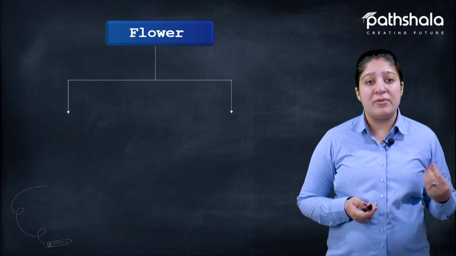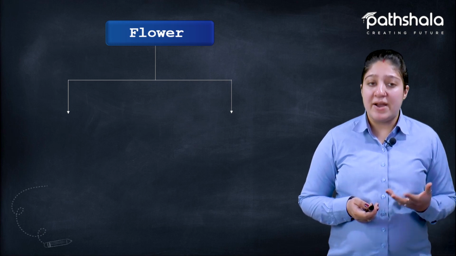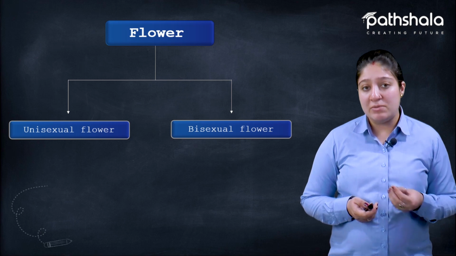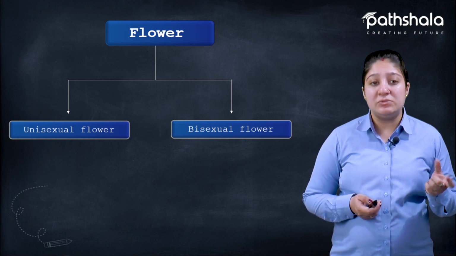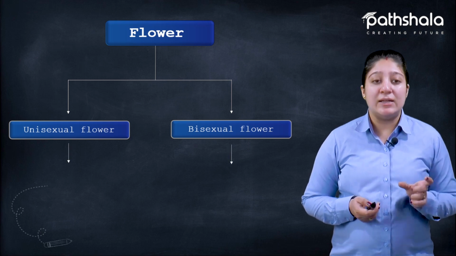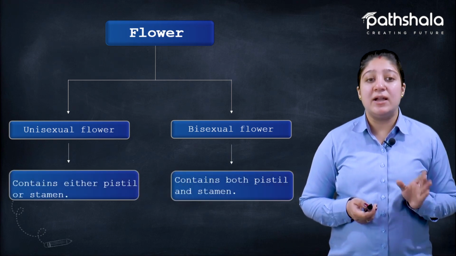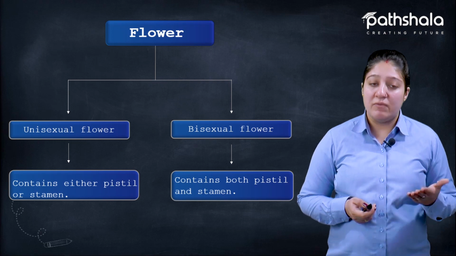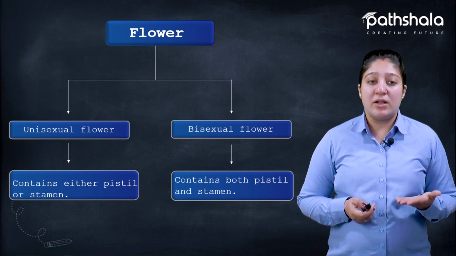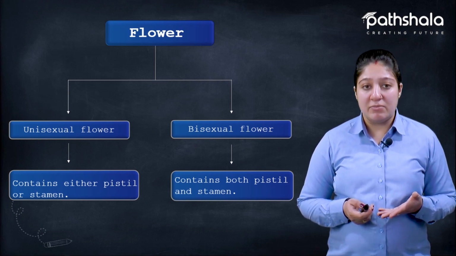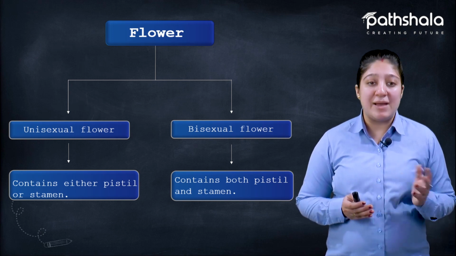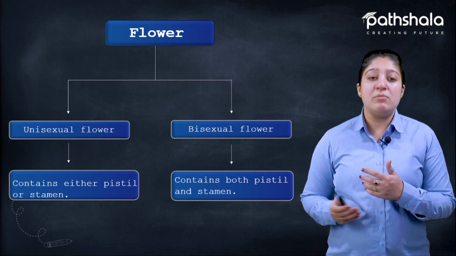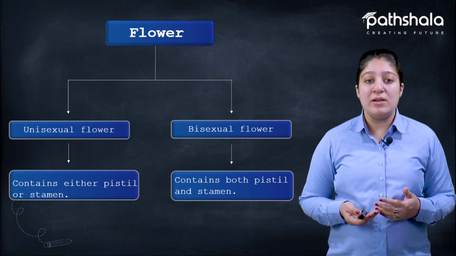Now first of all, how many types of flower are there? On the basis of the presence of the reproductive part, flowers are divided into two types: unisexual and bisexual. Uni means one. That means these are flowers which contain either the pistil, which is the female reproductive part, or the stamen, which is the male reproductive part. But in the case of bisexual flowers, they contain both. Bi means two. That means they contain both parts, pistil and stamen.